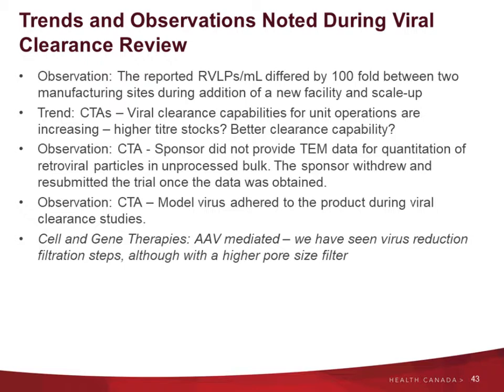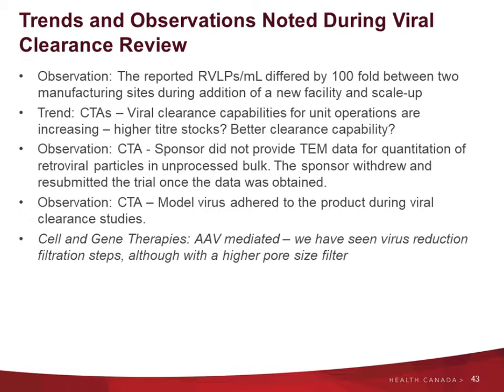So the first observation was with a site change for a manufacturing process, and with that site change came a variability in the amount of retrovirus-like particles detected that differed by two orders of magnitude, and this is likely due to just normal variation of the method for measuring retrovirus-like particles.